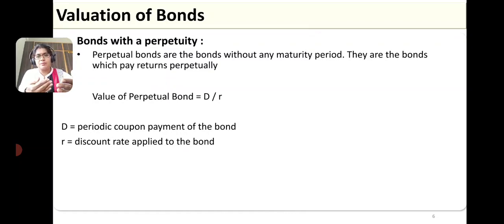The value of the perpetual bond is equal to D divided by R. D represents the coupon interest, the fixed return that you are going to get. If you are getting 1,000 every year, I take 1,000 there, divided by R, which represents the discount rate applied on the bond, whether it is 10%, 8%, 12%, or whatever the rate. Now let's take one example, because with an example the concept would be clear to you.